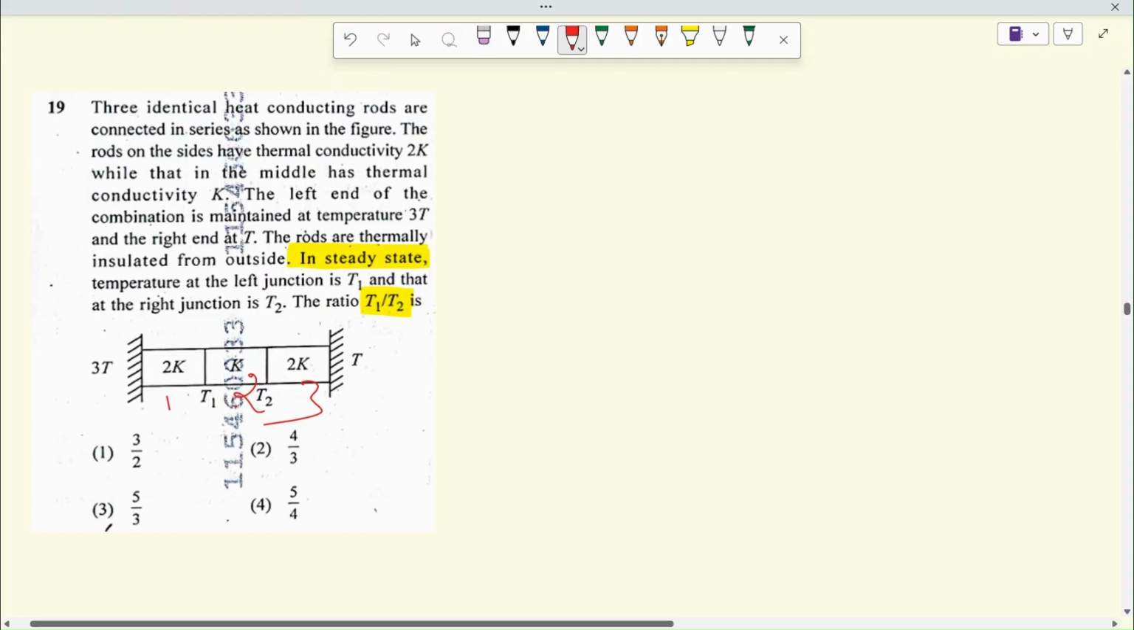First section conductivity is 2K, temperature difference is 3T minus T1. And it is mentioned all are identical, so lengths and areas of cross section are same. So for the first section, what can we say? dQ by dt is equal to 2K into area A into temperature difference 3T minus T1 by length L. Say this is equation 1.